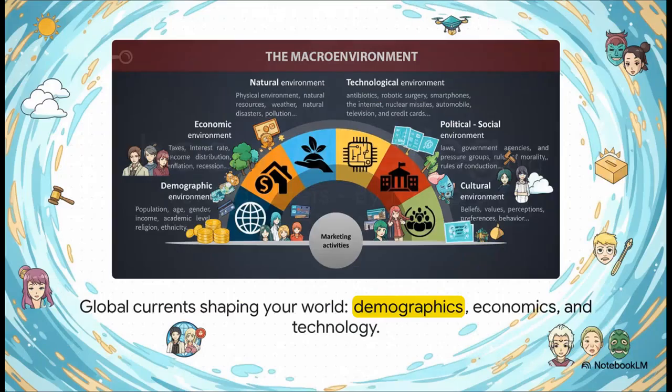And what are we talking about here? Things like demographics. Who are the people out there? How are they changing? The economy. What can people actually afford right now? Technology. What new tools, materials, or platforms are popping up that you can use? And of course, you've got massive things like culture, politics, and the natural environment.